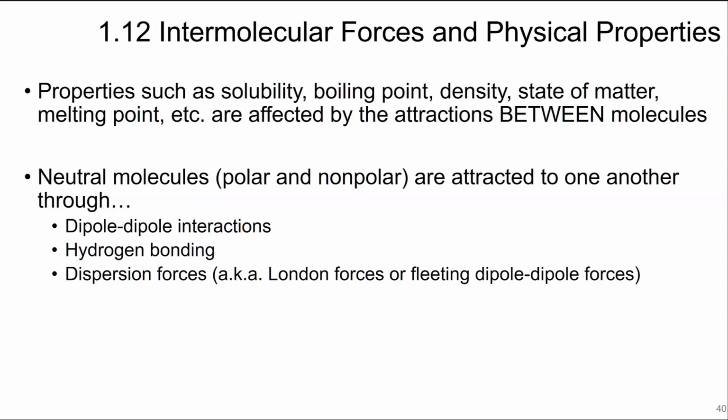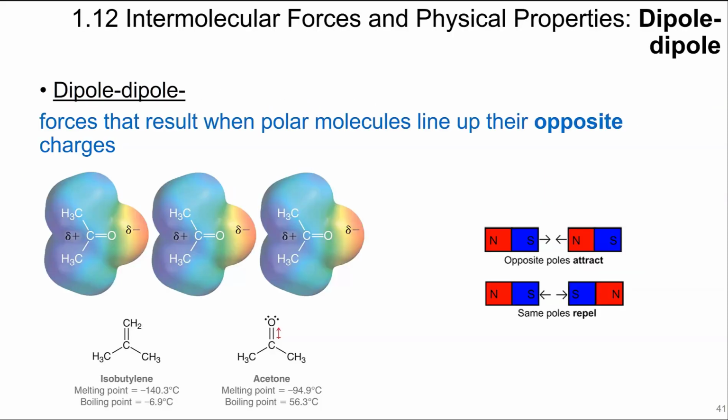So neutral molecules, which are polar and nonpolar, can be attracted to one another through dipole-dipole interactions, hydrogen bonding, and dispersion forces. A dipole-dipole is a force that results when polar molecules line up their opposite charges. Here we have acetone. This is the partial positive here, partial negative. So they're all molecules that have this type of dipole moment.